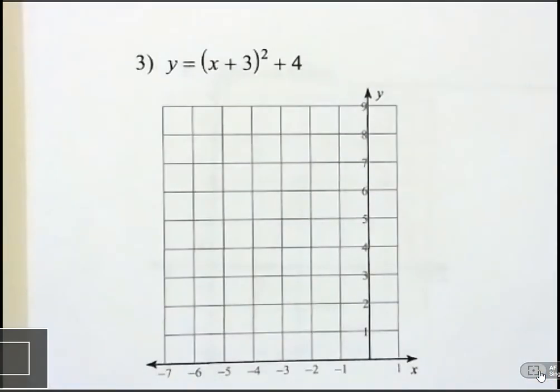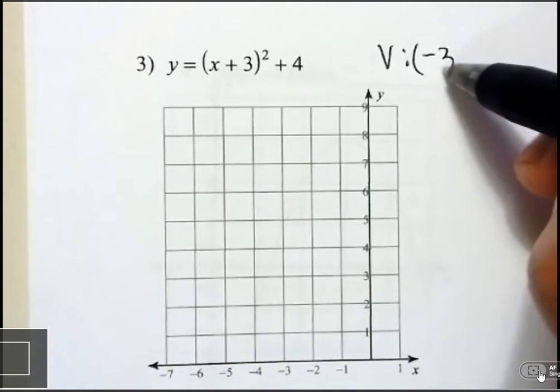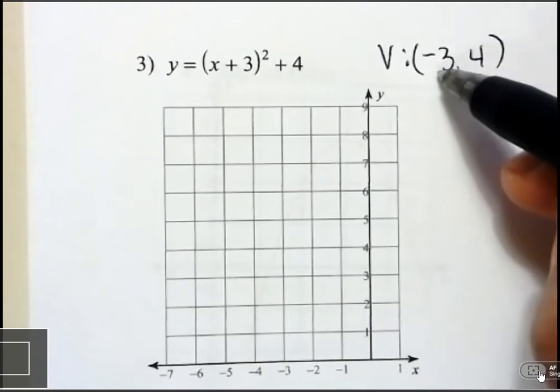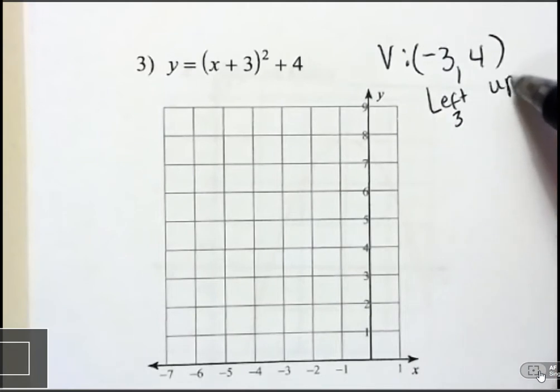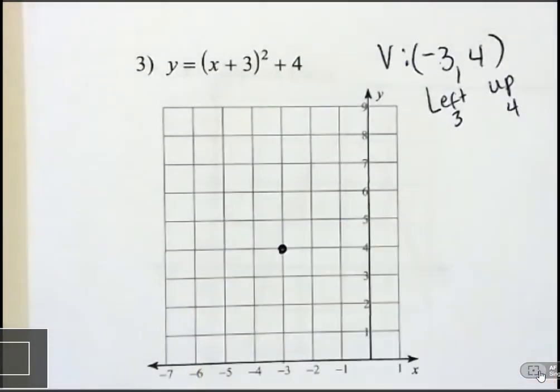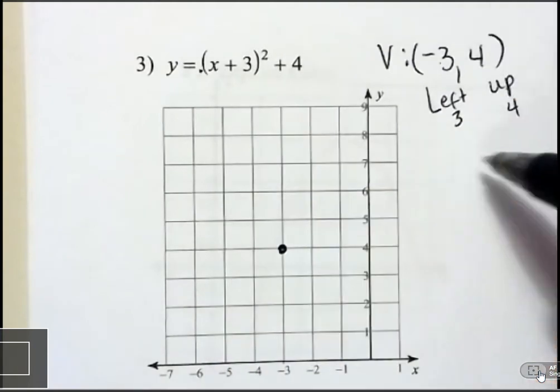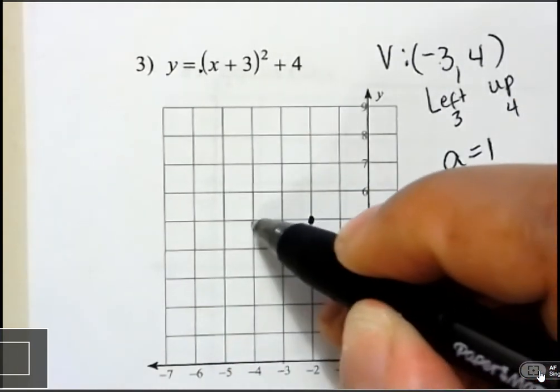When you look at this in vertex form, we know that the vertex is negative 3, 4. So what does this mean? It means that it moved to the left 3 units, up 4 units. You just find the vertex, negative 3, 4. Does this open up or down? It opens up, and A equals 1, so this height difference is going to be 1.